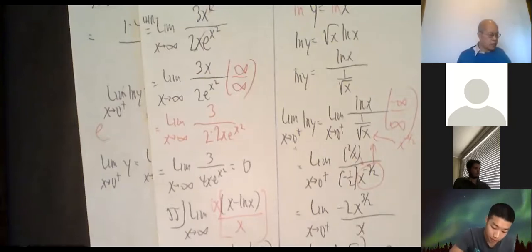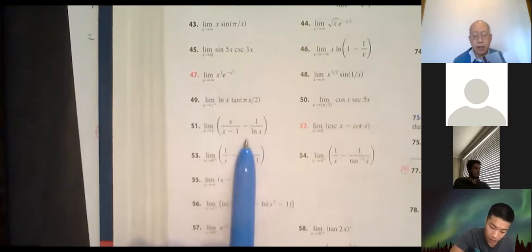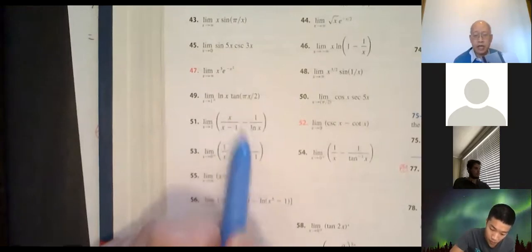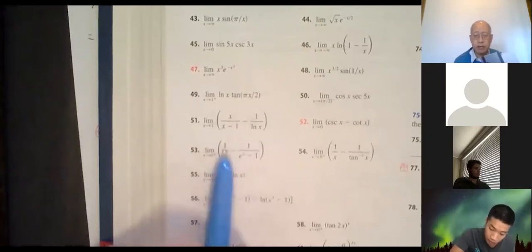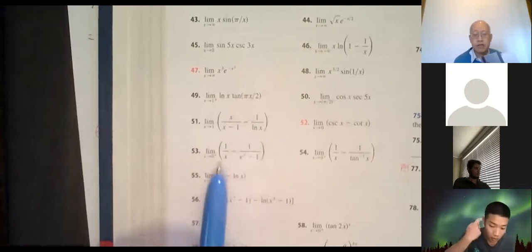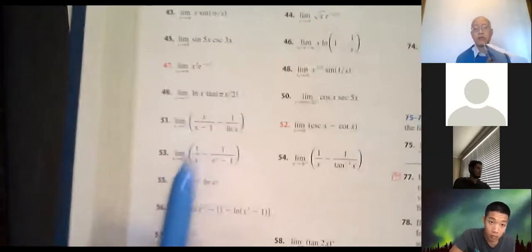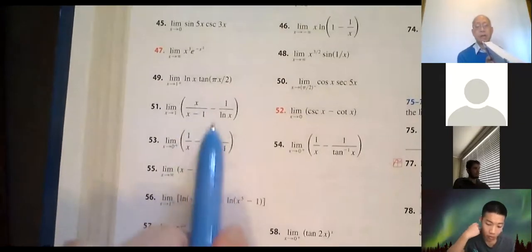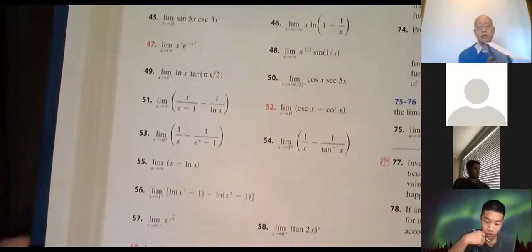Now, I wasn't going to do something like 51, but I'll just talk about it. For this one, the best thing to do is get a common denominator and then go from there. Okay. So in other words, multiply this side by ln x over ln x, and multiply this side by x minus 1 over x minus 1, and then go from there. Okay. 53 is pretty much the same thing. Okay. So for 51 and 53, get a common denominator and then go from there. Don't have it as subtraction. Force it into just one fraction.